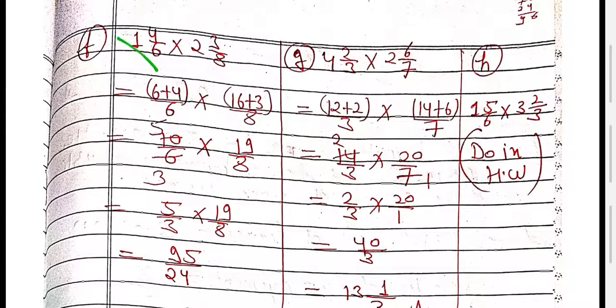First solve this. 6 ones are 6 and plus 4. What do you get? 10. That becomes 10 upon 6. Now 8 twos are 16. 16 plus 3. What will you get? 19. You get 19 upon 8.